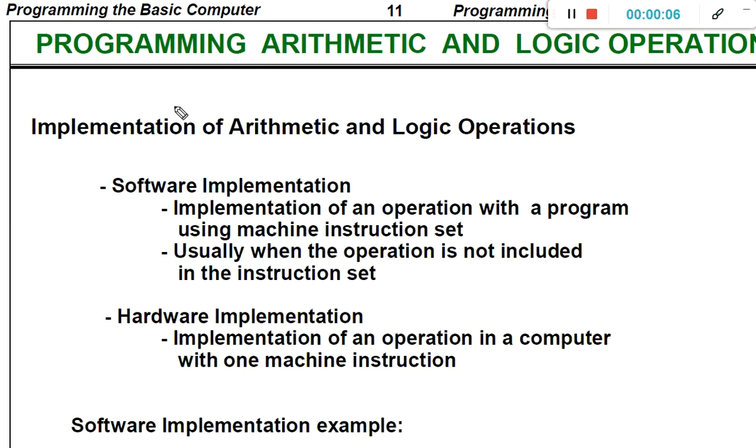Let us move on to the next topic. The next topic is programming arithmetic and logic operations. As we already know, the assembly language program has symbols for specific arithmetic as well as logic operations. For example, there is an AND symbol for performing the logic operation AND. Similarly, there is an add symbol for performing the arithmetic operation of adding two numbers.